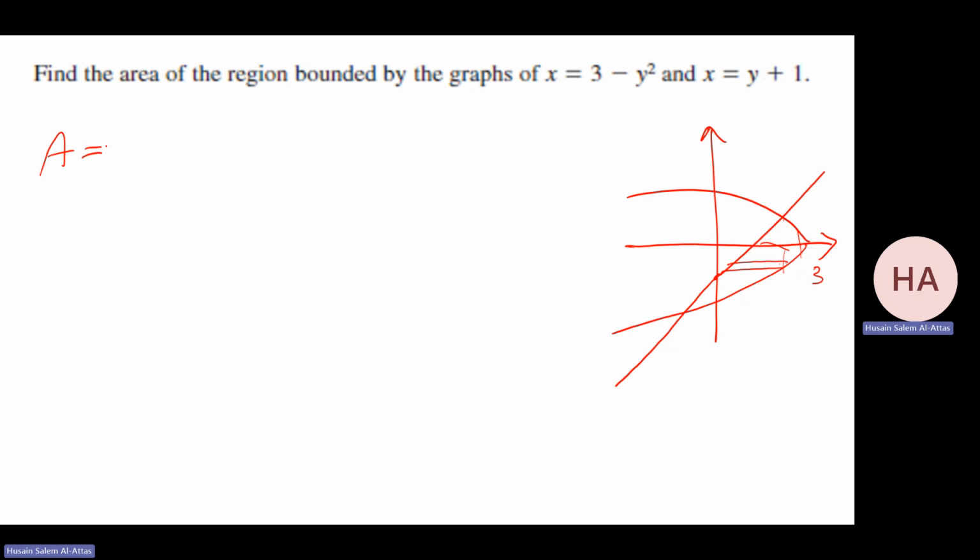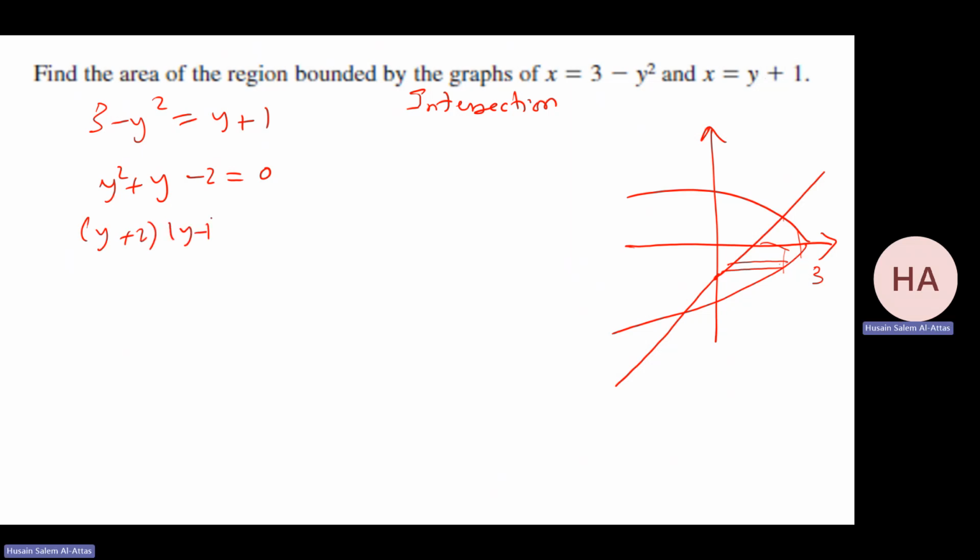So the area will be, I need now the points of intersection, like what we did before. I have 3 minus y squared equals y plus 1. This is the intersection point. That gives me y squared plus y, I took everything to the other side, minus 2 equals 0. So y plus 2 times y minus 1 equals 0. So y equals minus 2, or y equals 1.